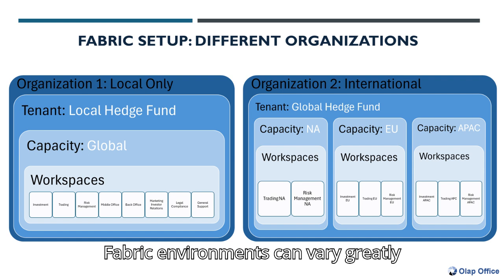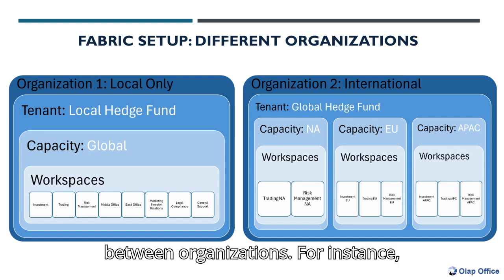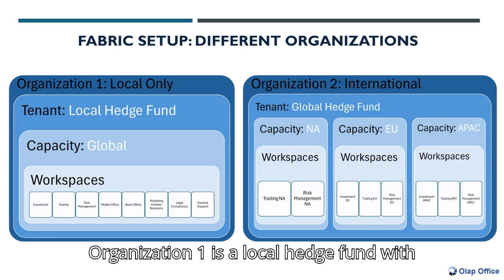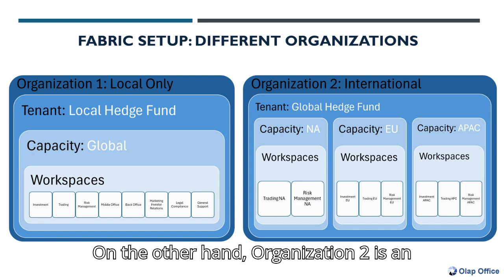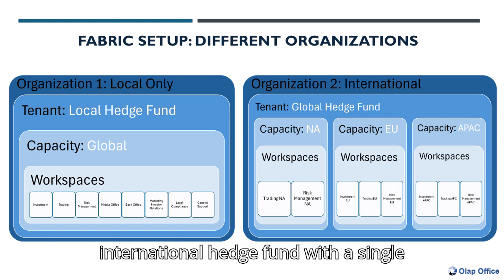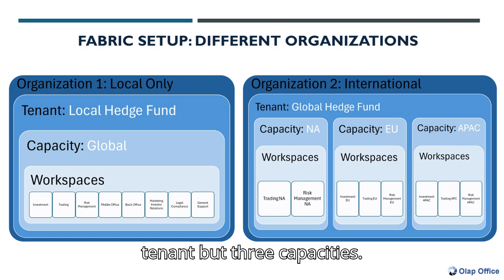Fabric environments can vary greatly between organizations. For instance, Organization 1 is a local hedge fund with a single tenant and a single capacity. On the other hand, Organization 2 is an international hedge fund with a single tenant but 3 capacities.